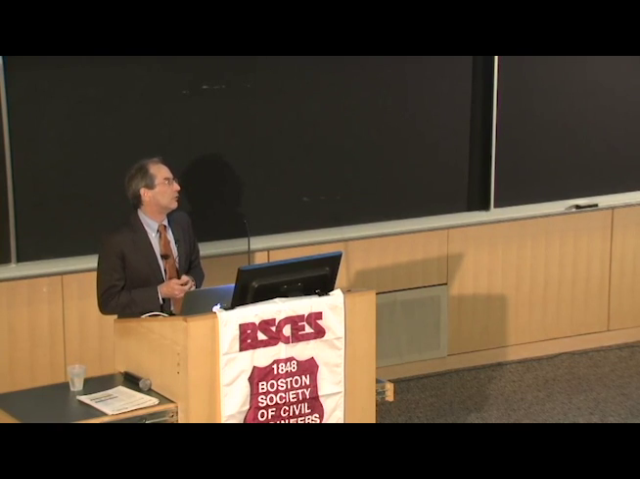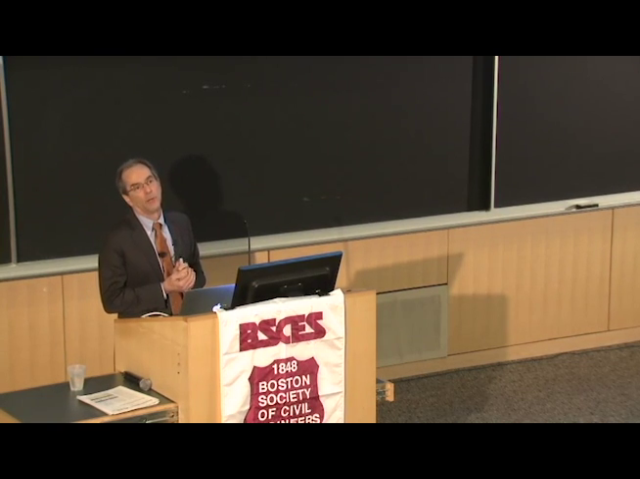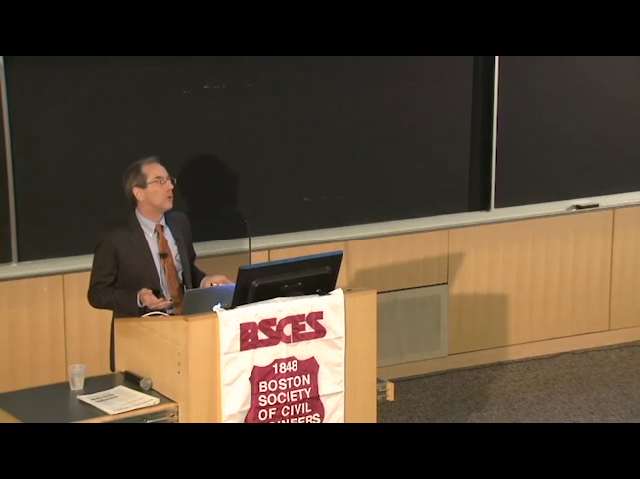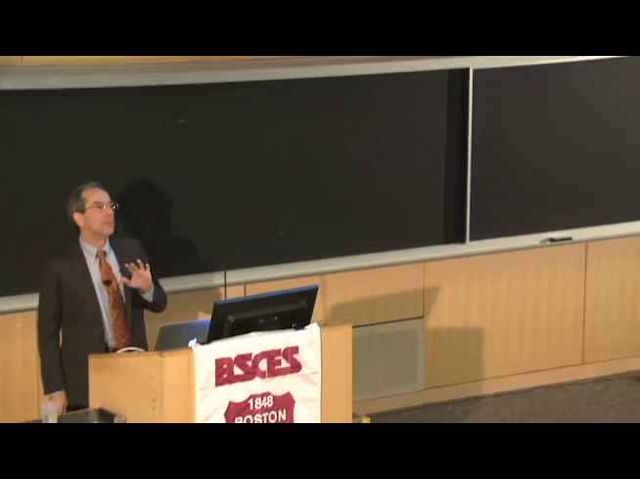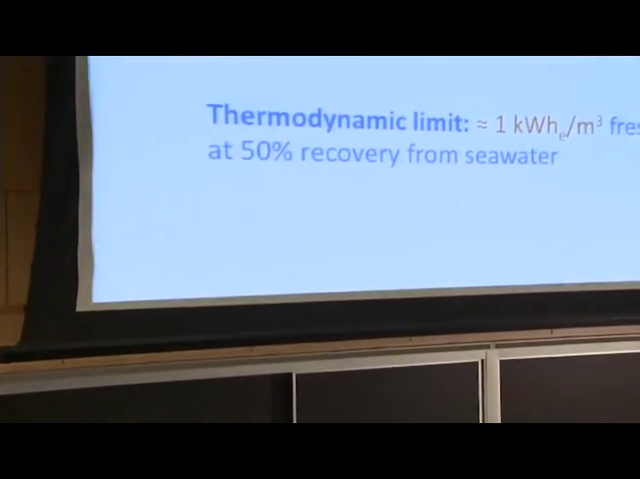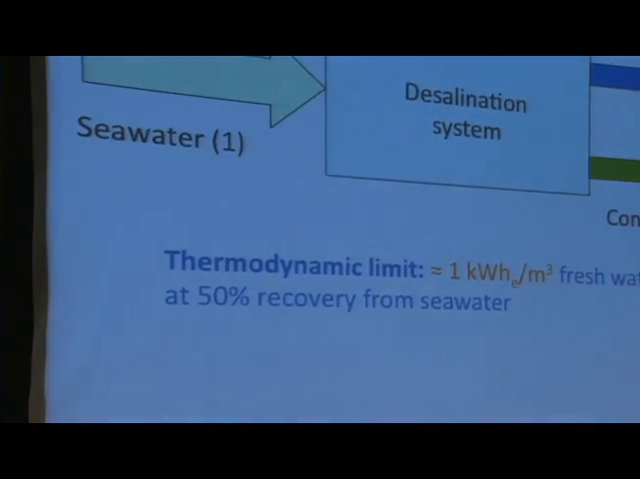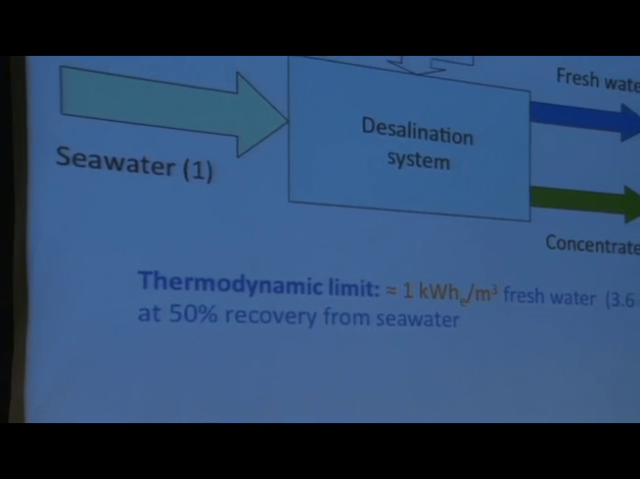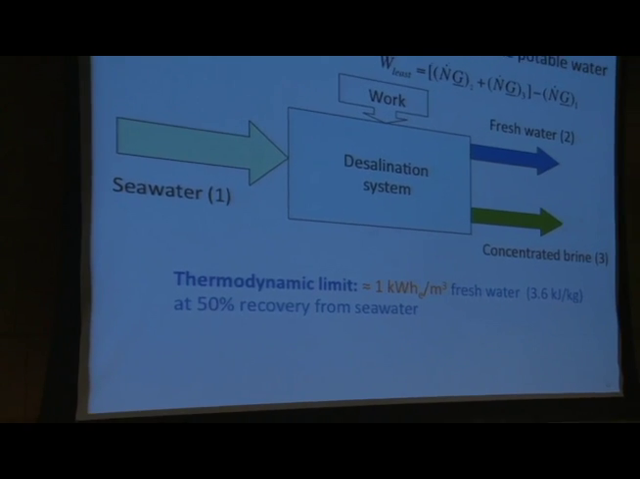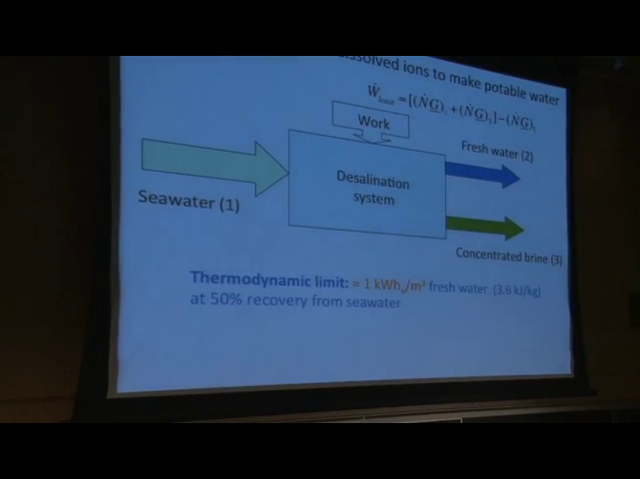You can apply the first and second laws to that control volume. If you assume the system has no losses, the minimum energy required to recover about half the water from seawater is 1 kilowatt hour of electricity per cubic meter, per 1,000 liters of water. A cubic meter is about 265 gallons for reference. That's the best you can ever do.